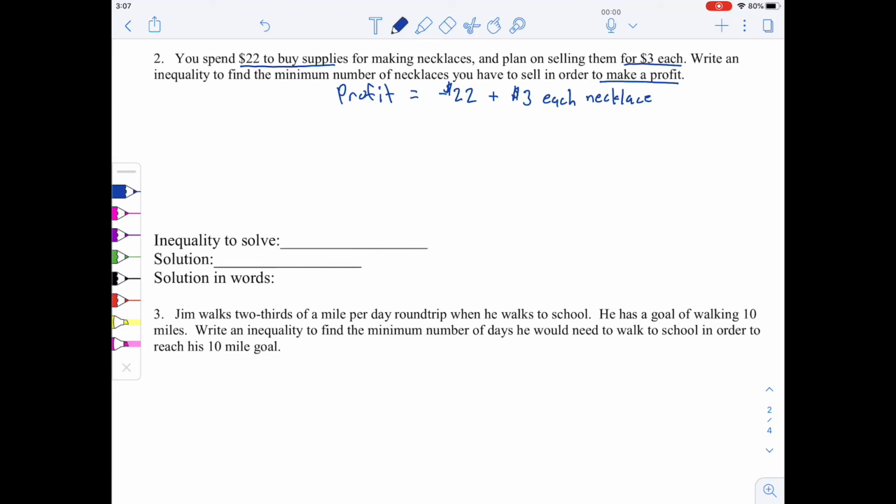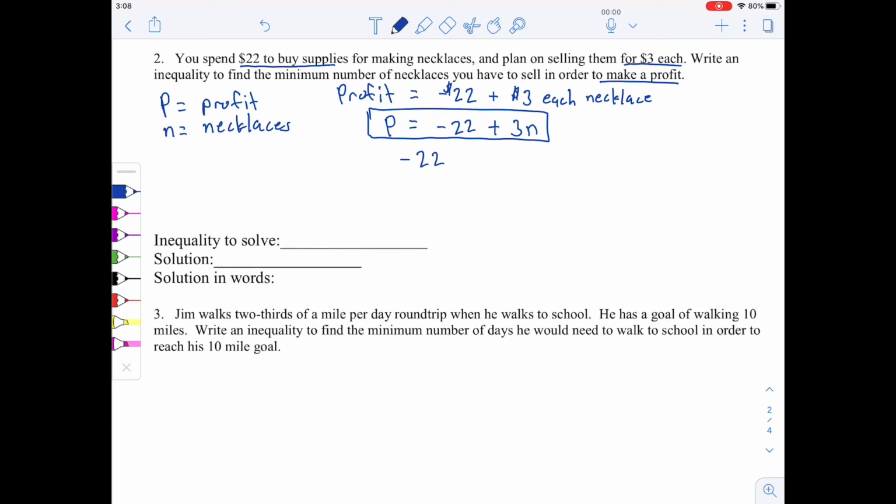And then we can rewrite that, make it a little bit simpler, right? So our profit, we can make P again, equal to negative 22 plus $3 per necklace. So we can do 3N. And this is our equation. Right, so our P is our profit again. Our N is our necklaces. And we want to find how many we have to sell in order to make a profit.